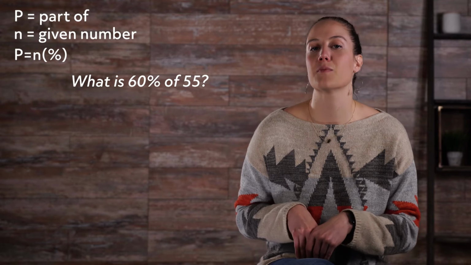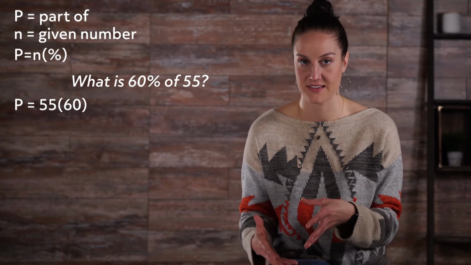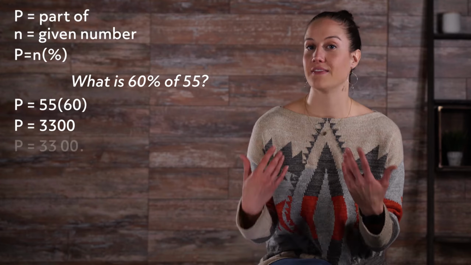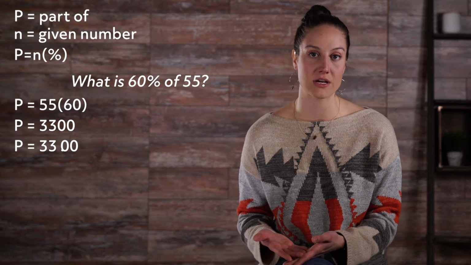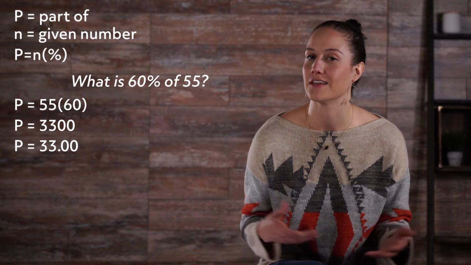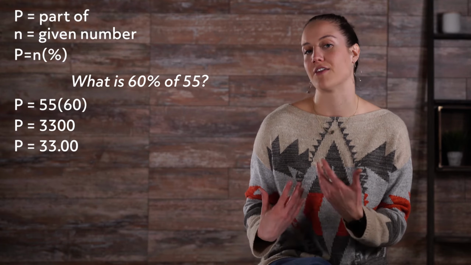What is 60% of 55? P equals 55 times 60. Then we get P equals 3,300. Add the decimal point, so P equals 33. And then our final answer is 60% of 55 is 33. That's just finding the regular percent of a number.